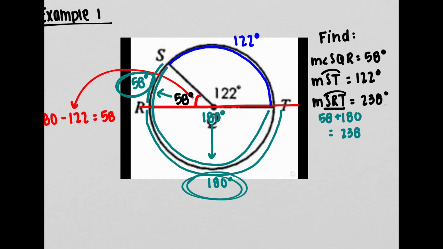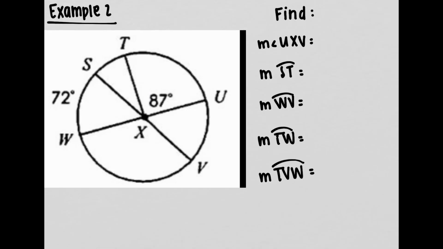This is something that just takes a lot of practice. Some of you are going to get it right off the bat. Others, it will be a little bit more struggle, but make sure you're drawing all over your diagrams and writing what you know. So here's example 2. I'm asking you to find the measure of angle UXV, the measure of arc ST, the measure of arc WV, the measure of arc TW, and then finally the measure of arc TVW.